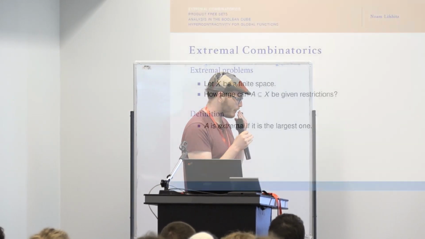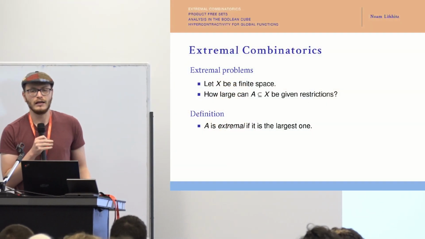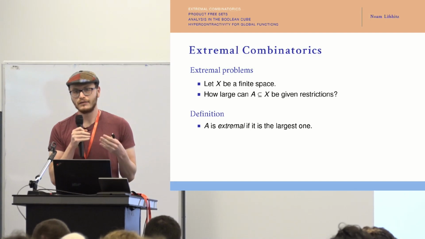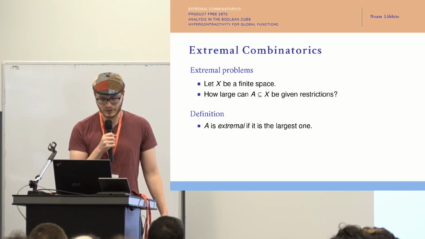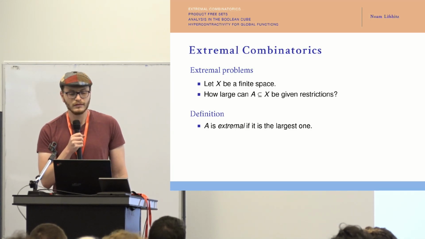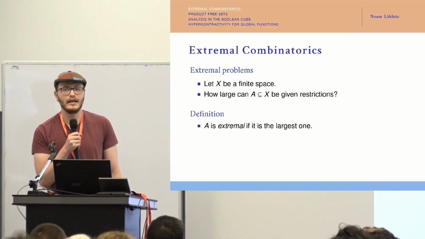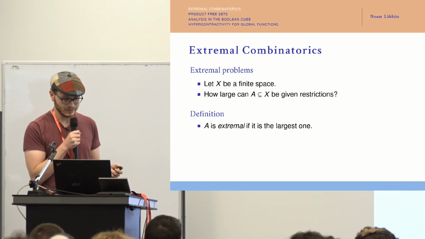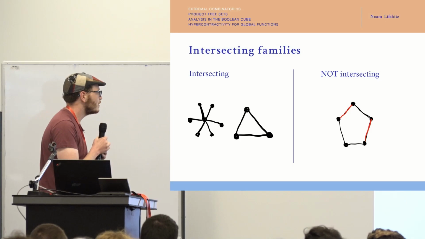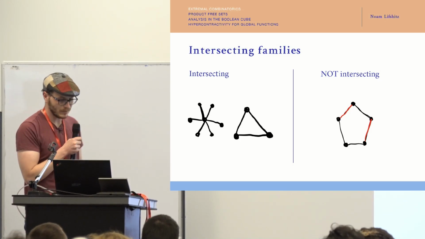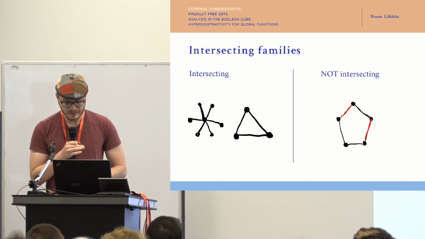Okay, so the main problem in extremal combinatorics: you are given a finite space of objects, and you want to understand how large can a subset of objects be, given some restriction on the objects in the set. And a set is extremal if it is the largest set that satisfies the restrictions. So for example, one such restriction that you can impose for a family is that it's intersecting.